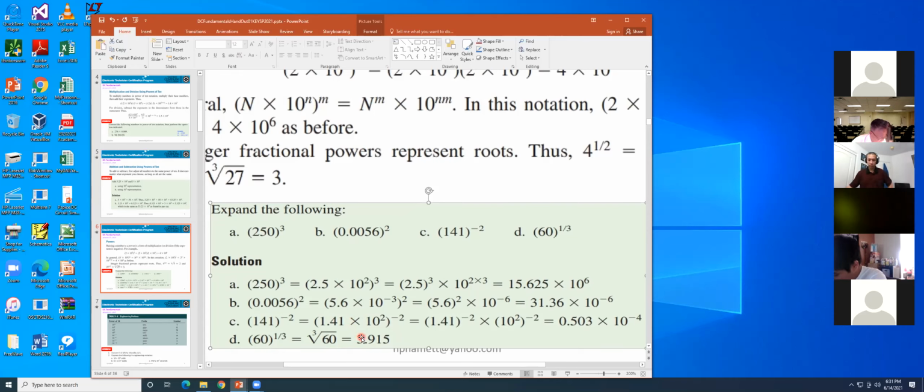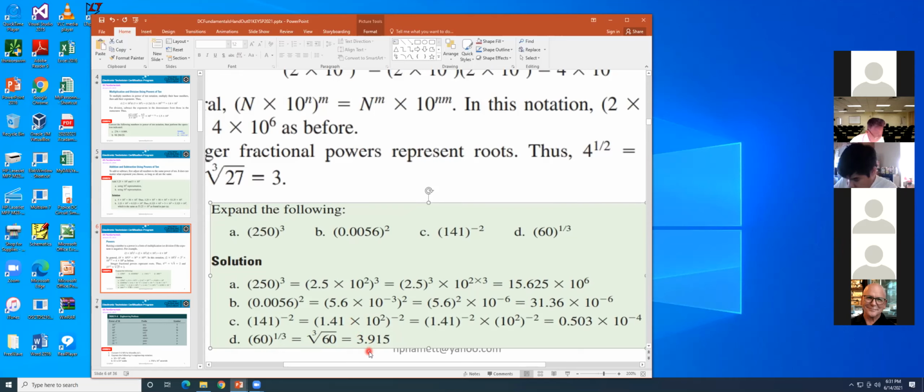Is that correct? Yeah, it's 15,625,000. But it is better to write 1.5625 times... The best practice for scientific notation is to have one integer digit and the rest be decimals. So for answer A, even though 15.625 times 10 to the 6 is correct, it would be better to write it as 1.5625 times 10 to the 7. Yes, it's better.